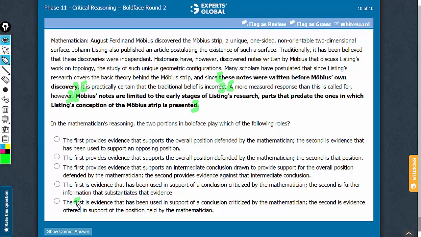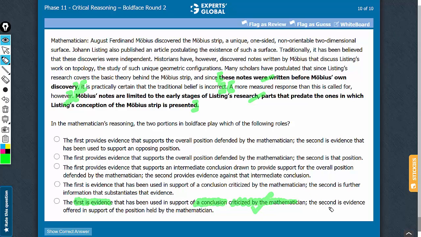It says that the first is evidence. Yes, it's all concrete information, the first and the second. It can be called evidence. So the first is evidence that has been used in support of a conclusion, as in an intermediate conclusion that has been criticized by the mathematician. Yes, this is the intermediate conclusion and this has been criticized by the mathematician here. So good job here with the first half.